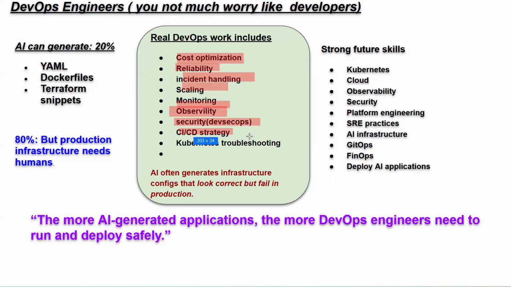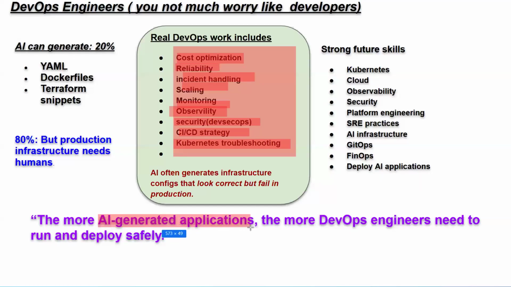For example, if AI is generating more applications, that means DevOps engineers need to run and deploy more applications to production safely. If AI builds more applications, DevOps work will increase. We're not worried about it. Don't worry. Okay, got it very clearly, if you are a DevOps engineer.